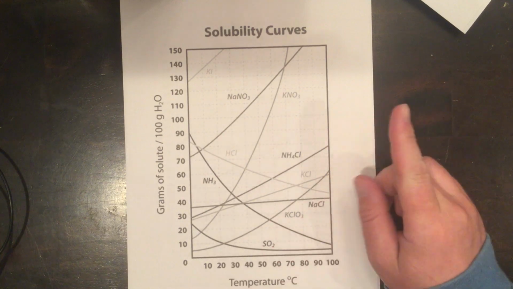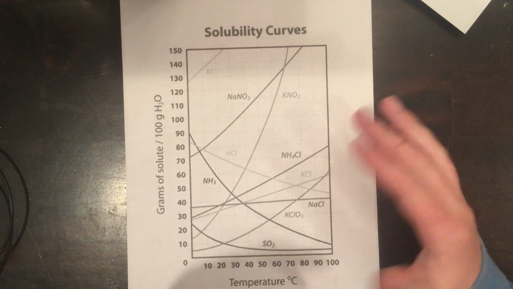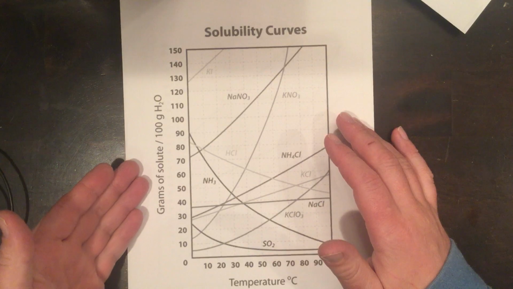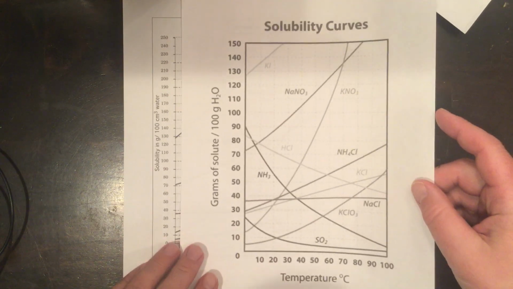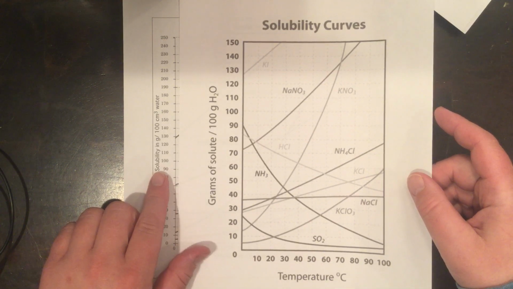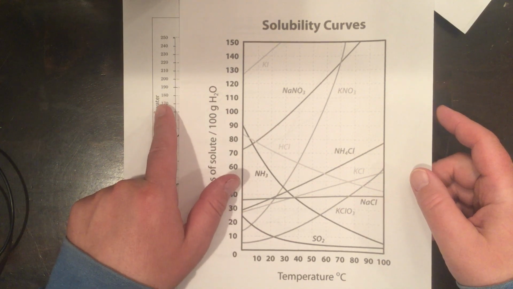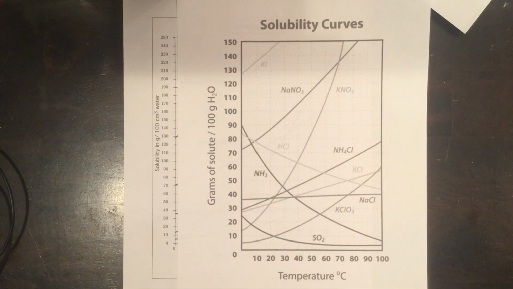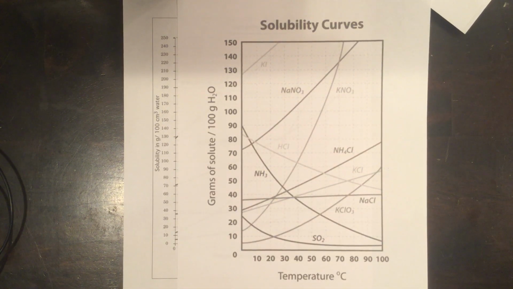Now the thing is, no matter what book you look in or online source you look at, they're all going to look fairly the same. On the left-hand side, it's going to say grams of solute in 100 grams of water, or solubility in 100 grams per 100 centimeters cubed of water. Here's the thing. All we're saying is we're looking at how much of all these different substances would dissolve in 100 milliliters of water.